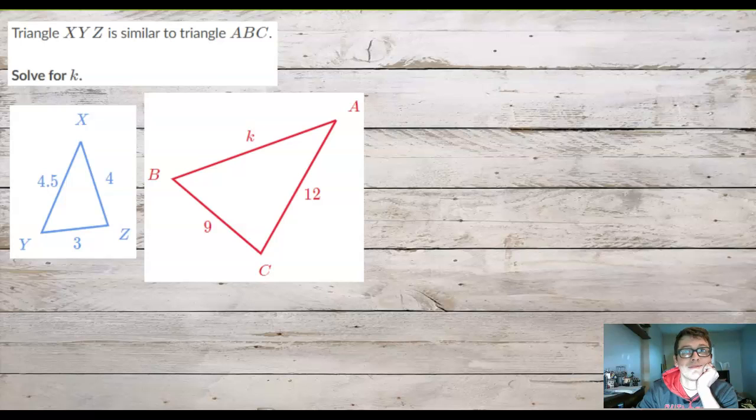So you can do 4 over 12 and 3 over 9. And you know that the 4 would correspond to the 12, or the 3 would correspond to the 9, because of the order up here, right? So if we're using K, we've got to use the 4.5 in the K. But yeah, you're right, there's a scale factor here of either 3 or 1/3. So absolutely. So what would we get for K?